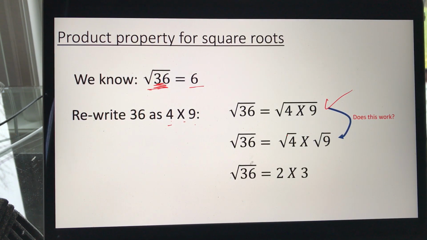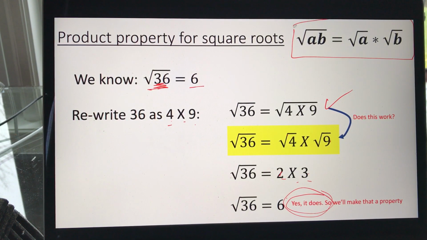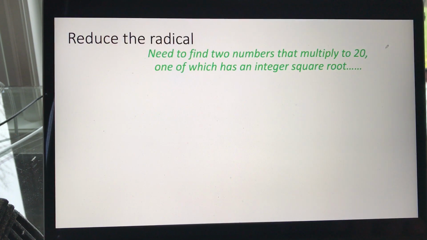I know root 36, okay? I know the square root of 4 is 2. I know the square root of 9 is 3. And obviously I know 2 times 3 is 6. And root 36 is 6. So the good news is that yes, that property does work. So we're going to use that. And this is what it looks like up here. If you want to make a note of this or put a box around it or something. If you have the root of AB, something times something, you're allowed to root each one individually. That's going to help us.